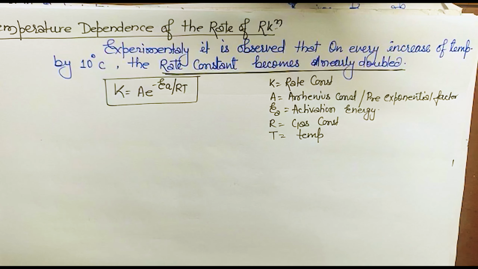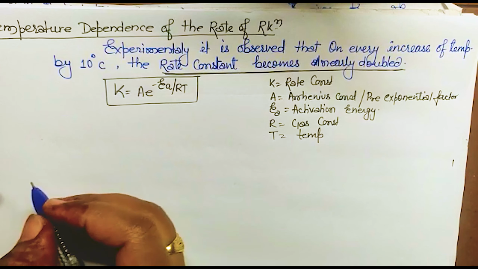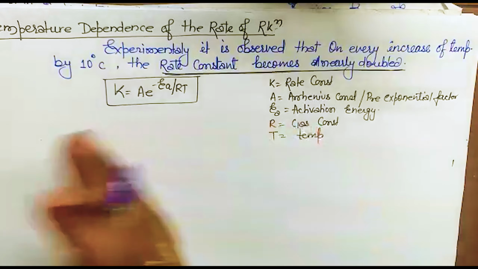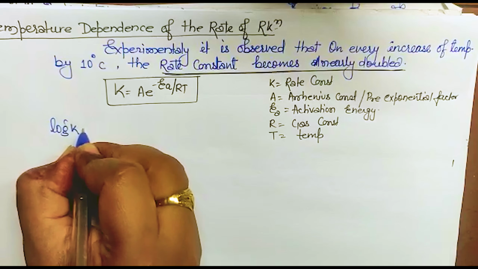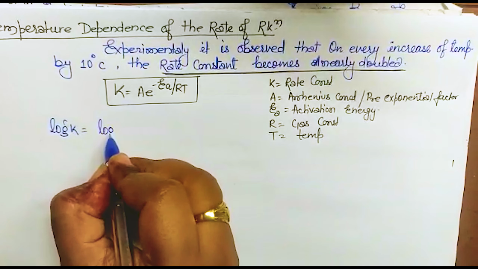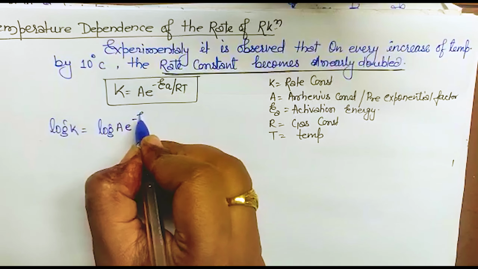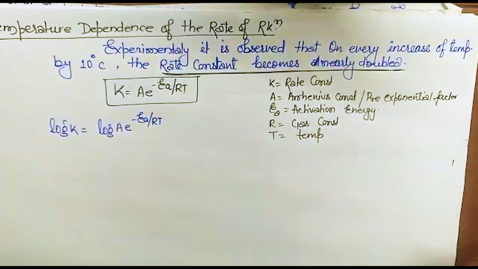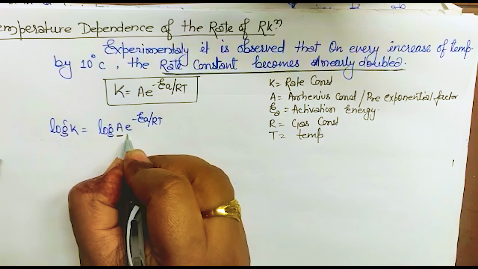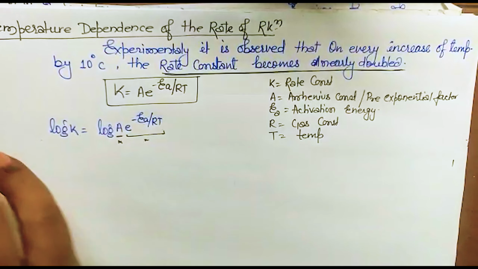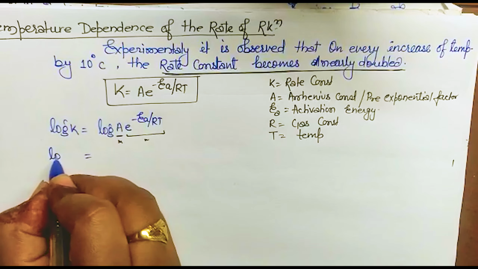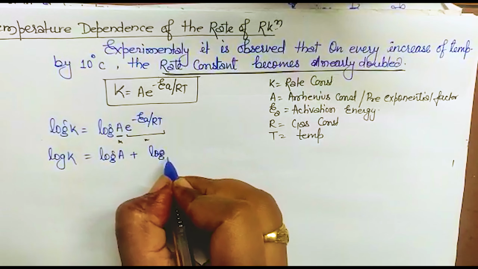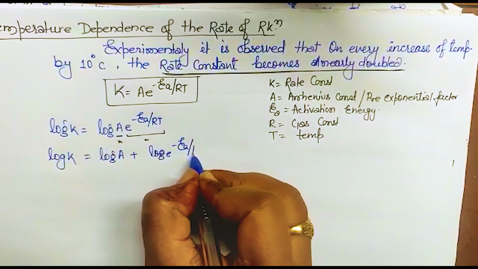So how will we do this? This is given like this, you take log on both sides. If I take the log, what will it be? log K is equal to log A e to the power like this. Can I write? Now can I consider this is M and this whole is N? Yes. So log K is equal to log M plus log N. So this will be log of the exponential EA upon RT.